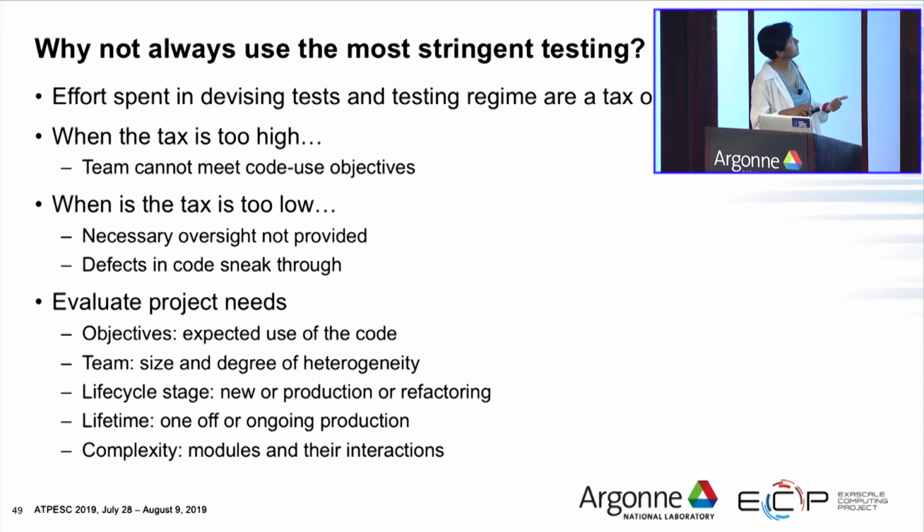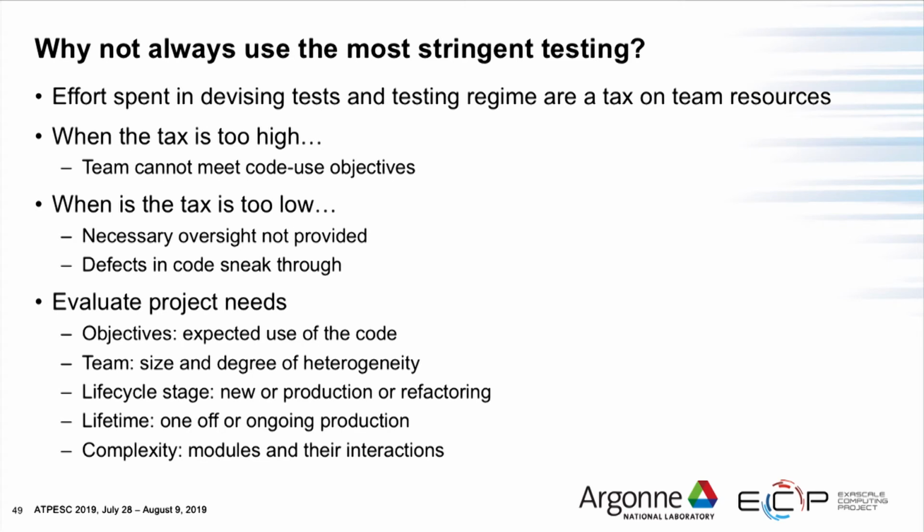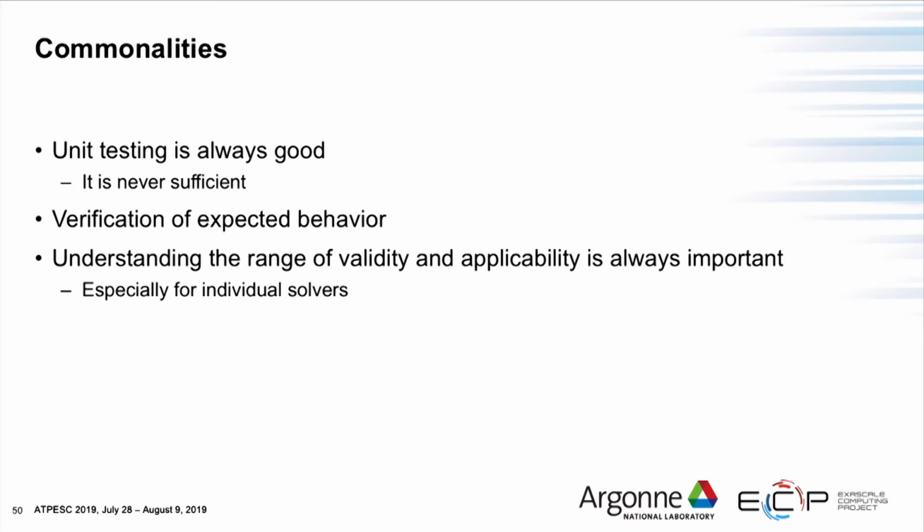So again, why should you not use the most stringent testing? Because again, it is a tax on the team resources. So if you're applying too much tax, then you can't do any productive work. If you're applying too little testing, then defects will go through that should not have gone through with due diligence. So, a few points: unit testing is always good, but it's never sufficient. Understanding the range of validity and applicability is also important.